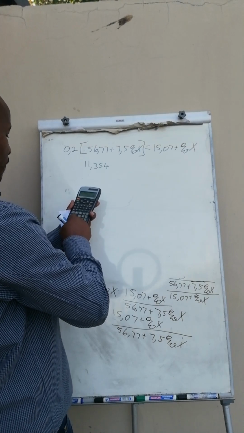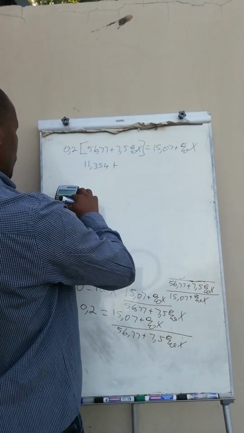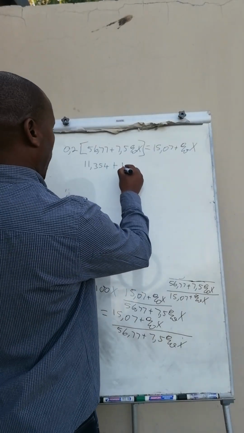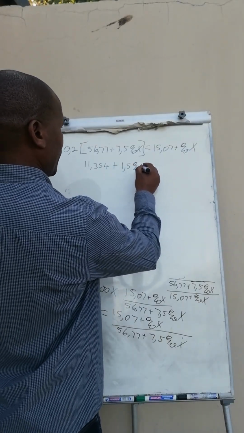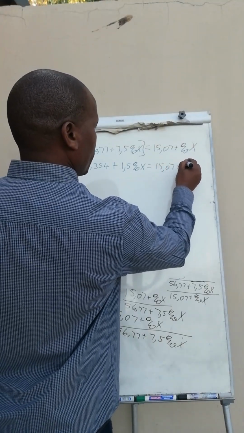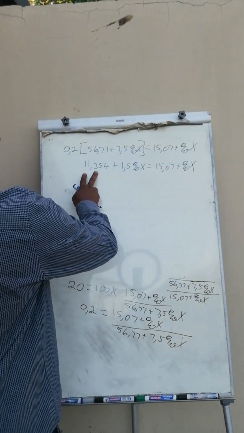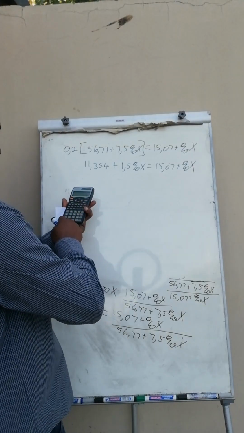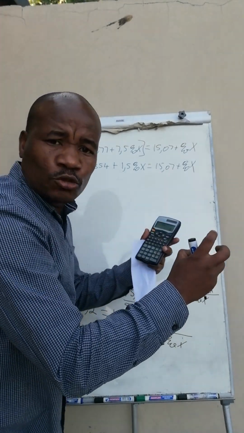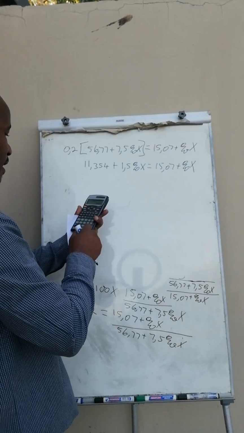0.2 multiplied by 56.77, yes, plus 0.2 multiplied by 7.5. It's 1.5 percentage x. Is percentage x is equals to what? 15.07 plus percentage x. All right, we can bring this one this side. It's gonna be what? 11.354 minus this one. Actually, I'm just grouping like terms, gentlemen. Minus 15.07.